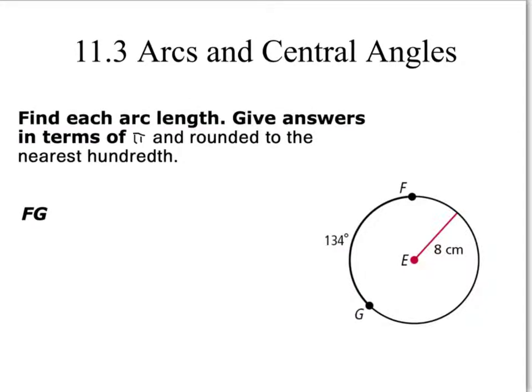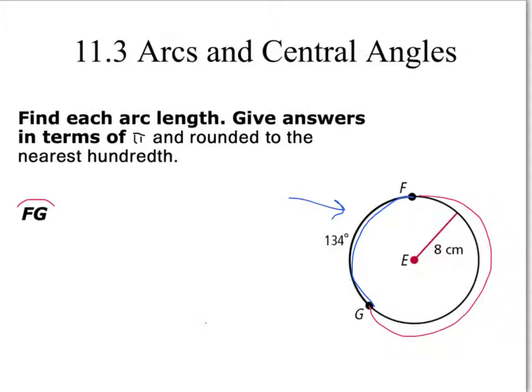When we look at this, we are going to be finding the arc length, in terms of two different things: in terms of pi and rounded to the nearest hundredth. We are given two pieces of information, and we are going to be finding arc FG. Now, think about it. Am I looking at FG here, or FG on that long one? Because we can safely assume that going from one point to the next means the minor arc, I'll be talking about this blue line, that FG.